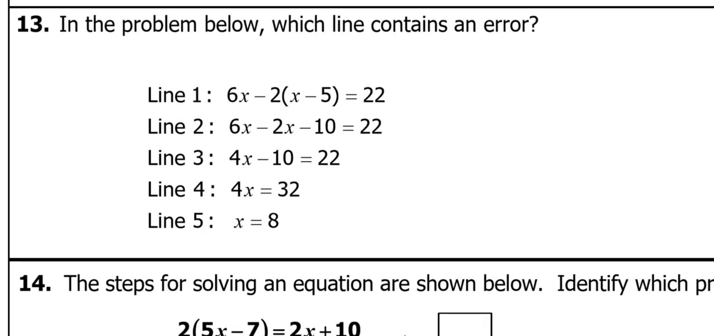In the problem below, which line contains an error? Okay, so there is going to be a problem here. This is not correctly solved. One of these lines has an error in the solution process.